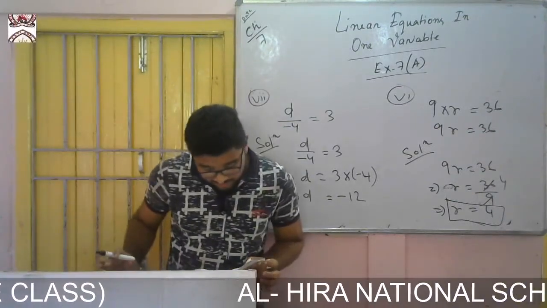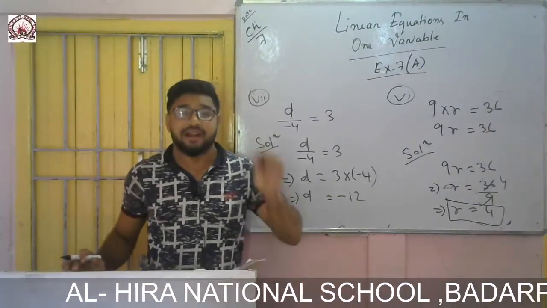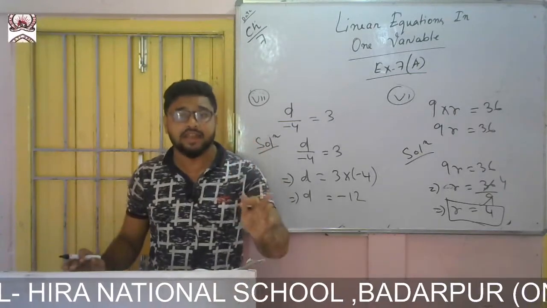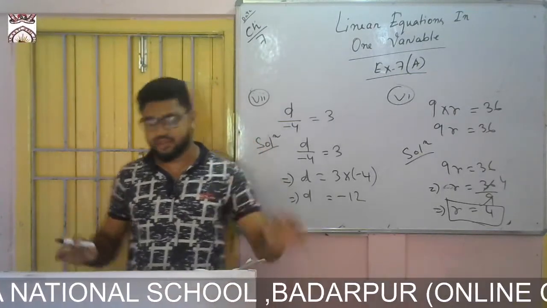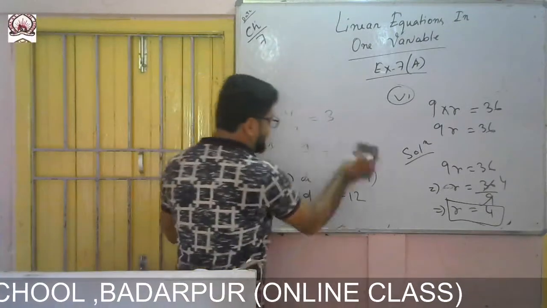Now come to question number 9. The product of 7 and the number x. Whenever you find the word product, you understand that it means multiplication. Product means multiplication.